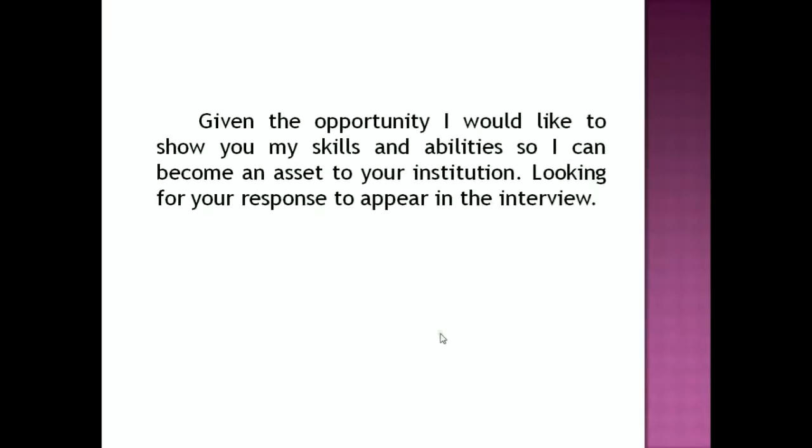And then comes the last paragraph. Now these four lines can be used in any job application letter in the third paragraph. Like, given the opportunity, I would like to show you my skills and abilities so I can become an asset to your institution. Looking forward to your response to appear in the interview.